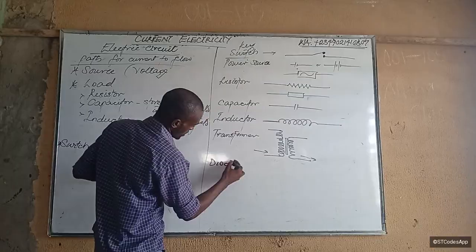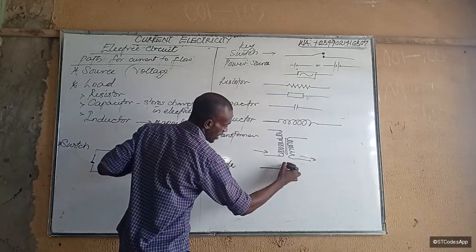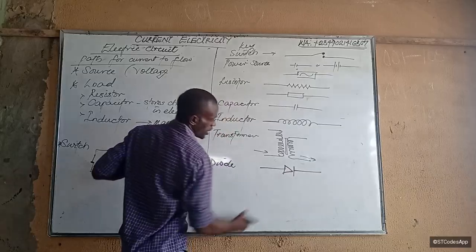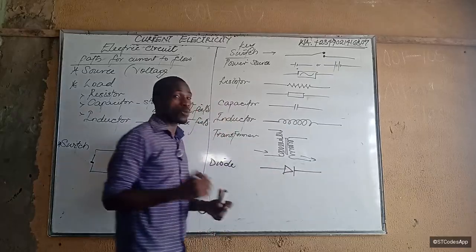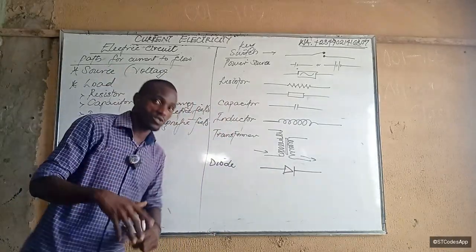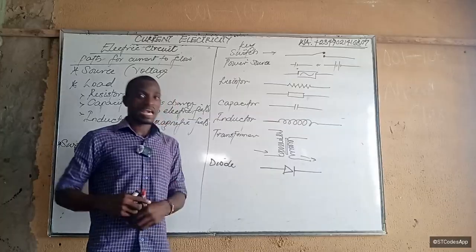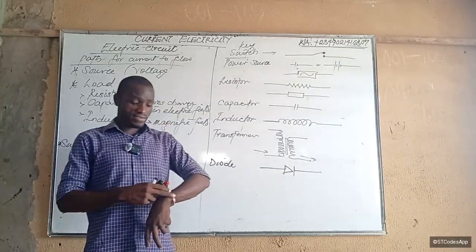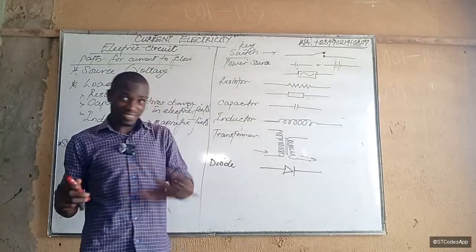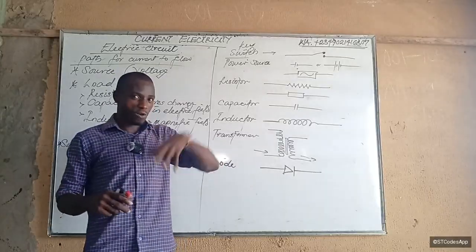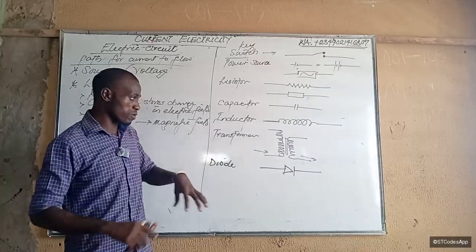Then we have the diode. A diode looks like this. Now a diode is basically a component that allows current to flow in one direction. That direction is called the forward bias direction. I've covered this in a 5 days of physics video. Do well to see that last video, okay? But of course, I'll still cover it in basic electronics. I'm going to cover it again.